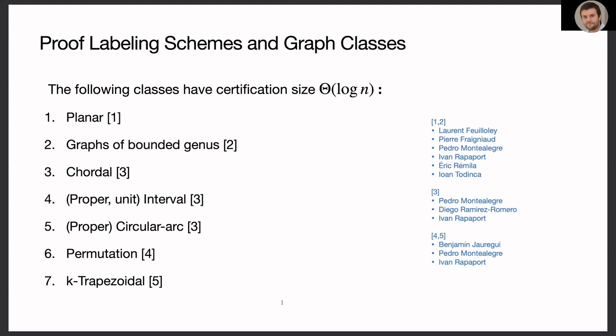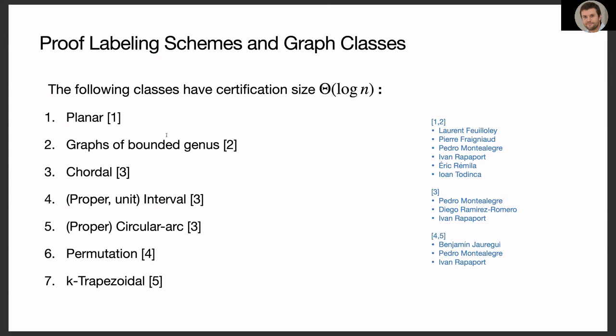So I've been working for a while on the certification of graph classes with different people, and the idea is to obtain efficient certificates for well-known classical graph classes. And I just want to present here some of the results that I have obtained with different colleagues. So, for instance, for all these classes listed here, we show that log n bit certificates are enough and required to certify these classes.